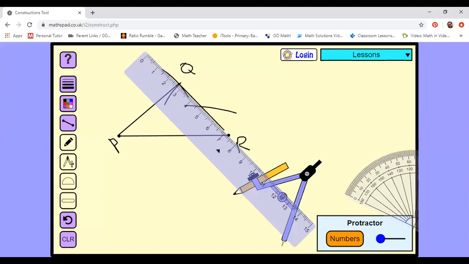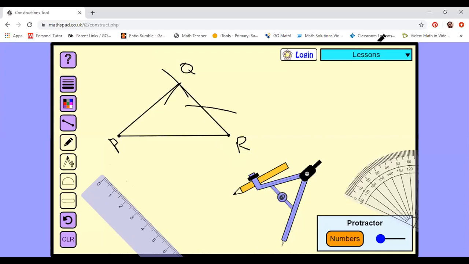Join P and Q and R. Now I finished. Don't forget we had drawn there the horizontal line. PR is 7 centimeter, PQ was 5 centimeter, and QR was 4.5 centimeter, and that's it. Okay, let's stop the share and go back to our presentation.